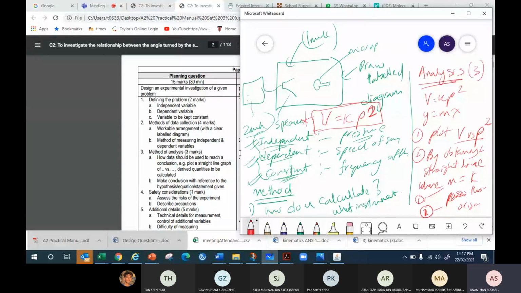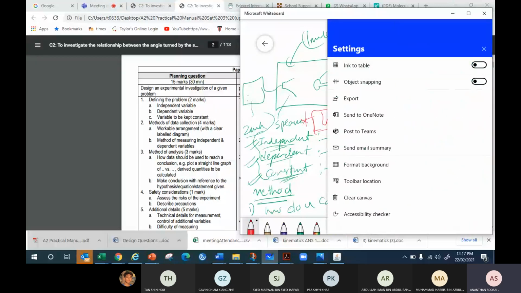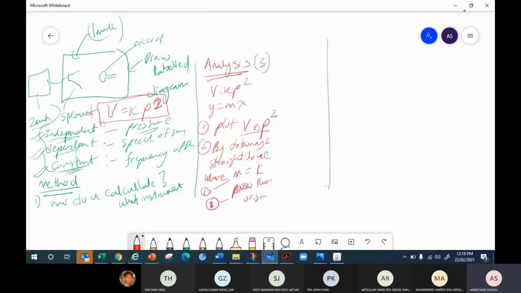Next, after analysis, you go for safety. Actually, you can go straight away to extra detail mark, so details about the experiment. Of the extra detail points, 1 point is safety. Safety gets 1 mark. This 1 mark.